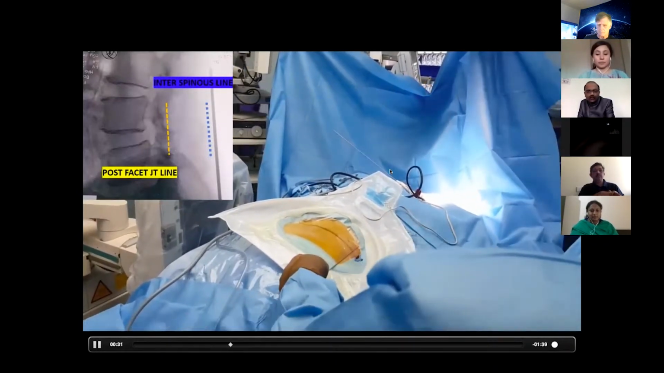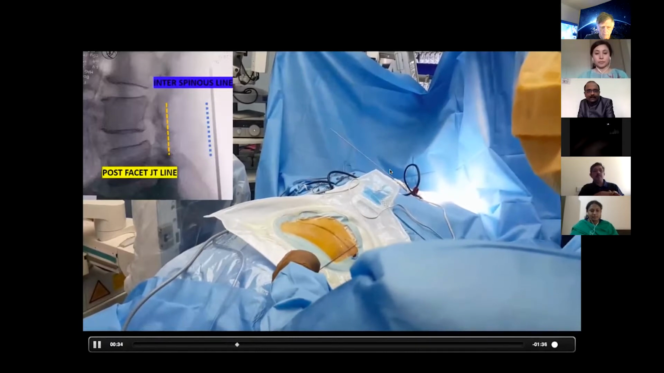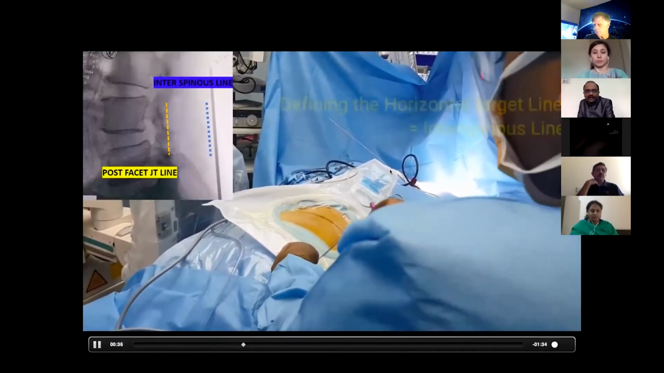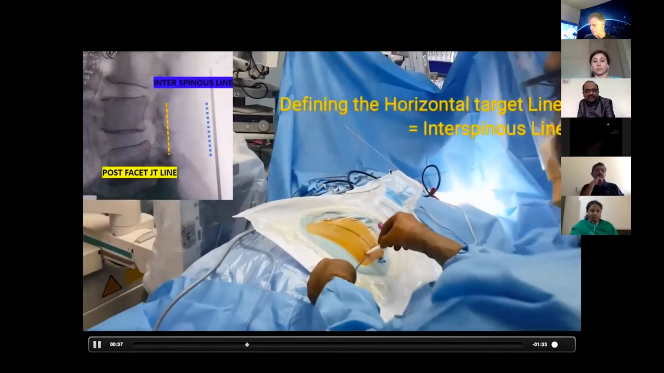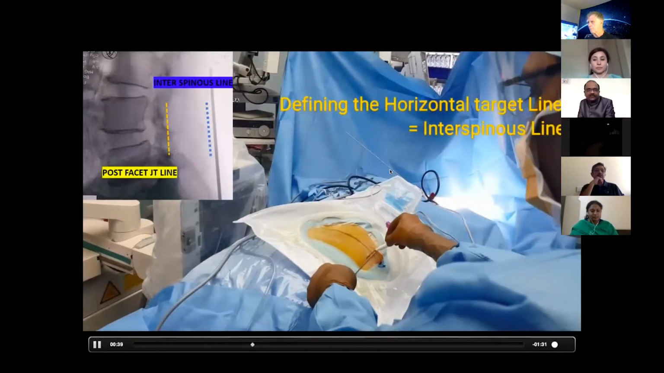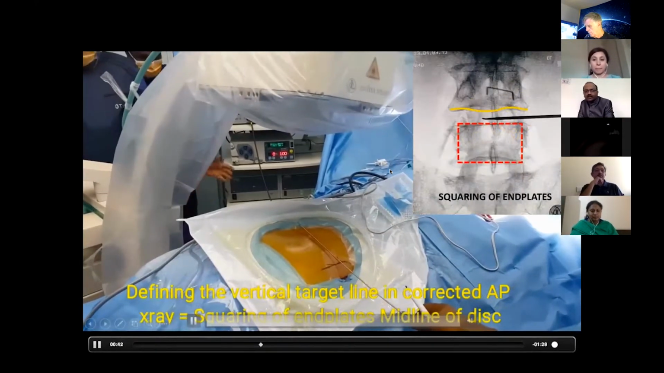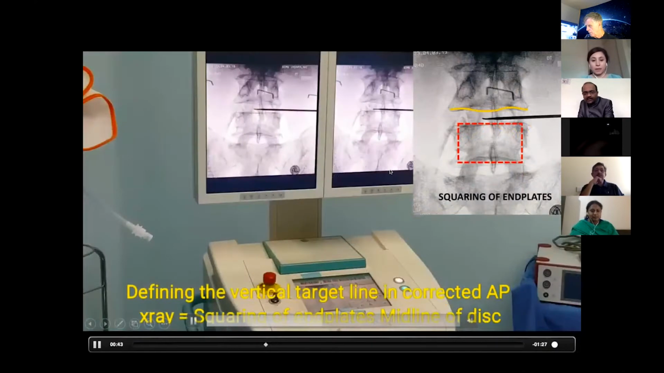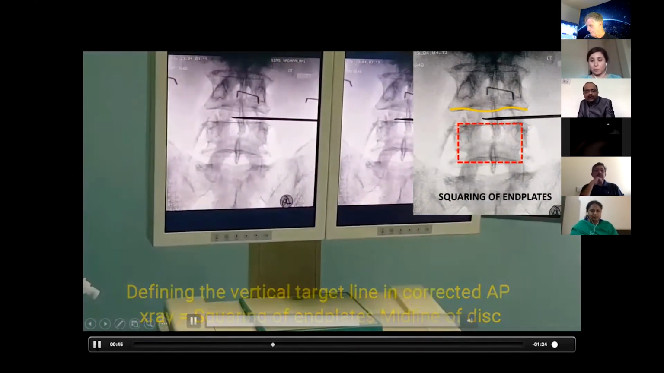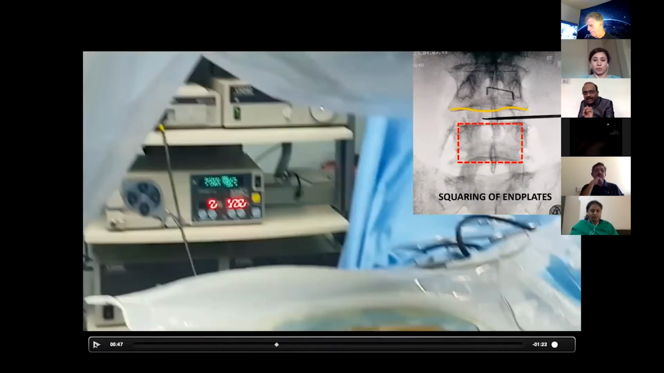Here I want you to concentrate on these two lines, the posterior facetal joint line and the interspinous line. The interspinous line is the tip of the spinous process, and the posterior facetal line is along the posterior part of the spine, the facets. If you enter anterior to the posterior facetal line, there is a risk of entering into the peritoneal cavity and also a risk of injuring the kidneys. So you have to go behind the posterior facetal line.